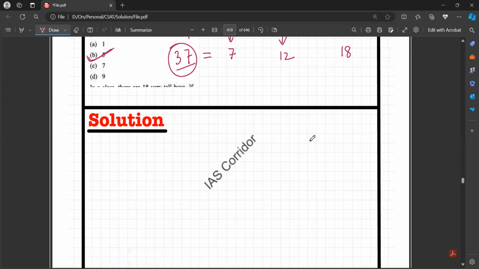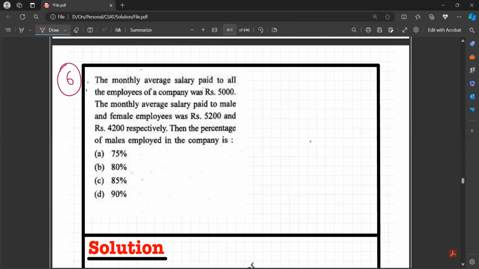Coming to the next problem, question number 6. The monthly average salary paid to all the employees of a company was rupees 5,000.